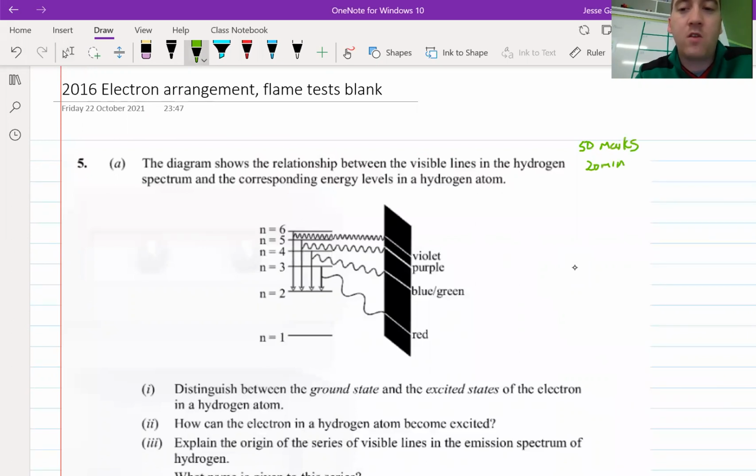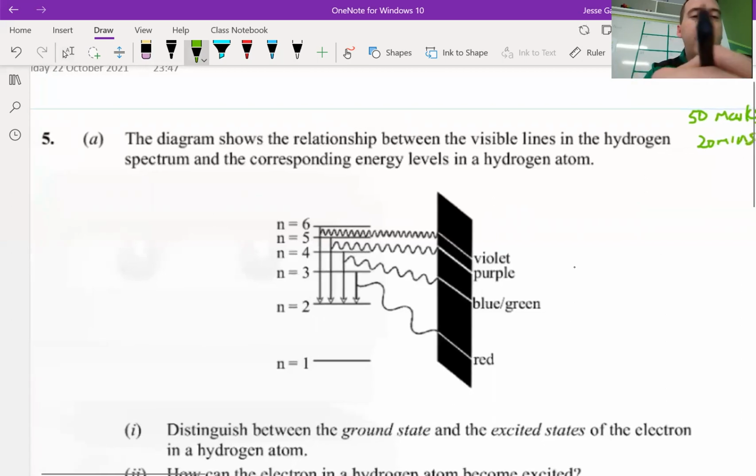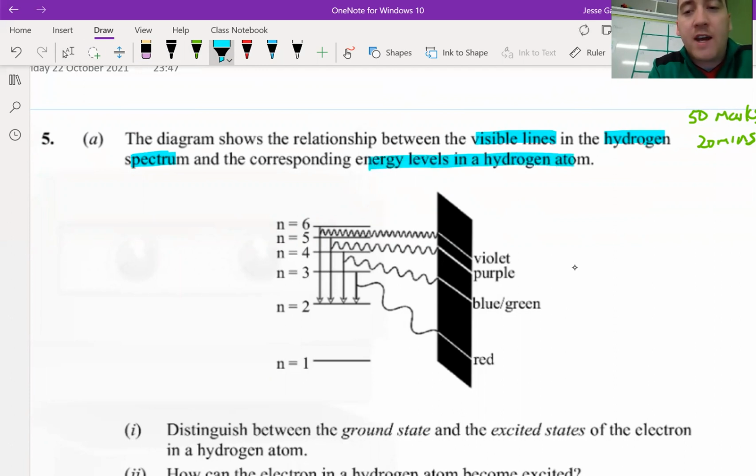So pause your video, go get yourself a timer, set it for 20 minutes, and go ahead, start the timer. So let's begin by reading. It says the diagram shows the relationship between the visible lines in the hydrogen spectrum and the corresponding energy levels in the hydrogen atom. So basically it links to how different energy transitions lead to different lines.